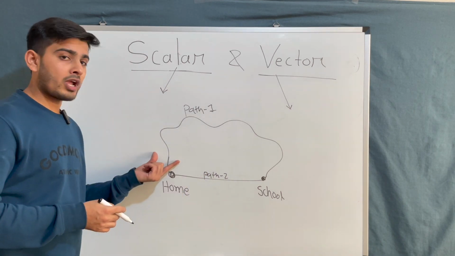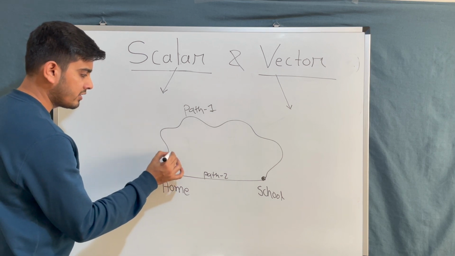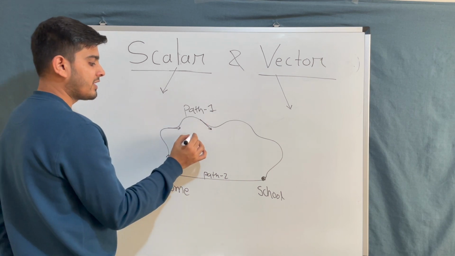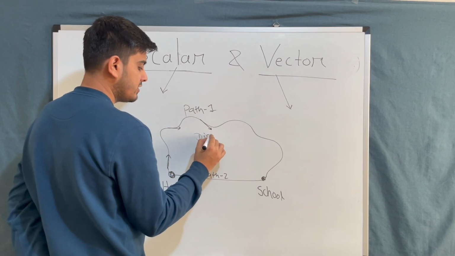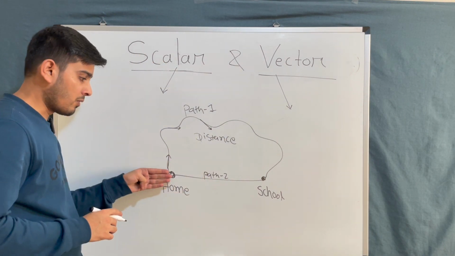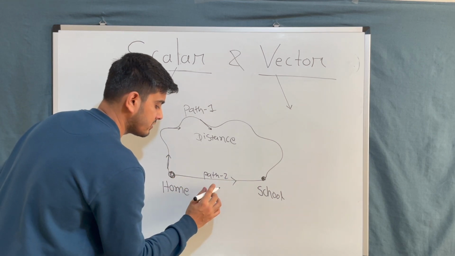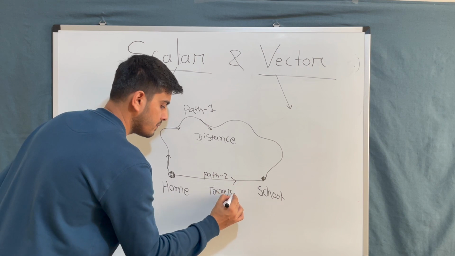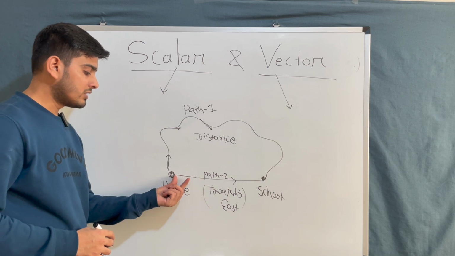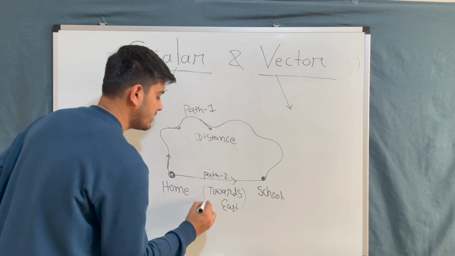If you look at path 1, it does not have a specific direction. Sometimes it's upward, sometimes it's towards east, sometimes it's downward. So no specific direction. So this is our distance. But if we look at path 2, it has a specific direction from home to school, towards east. So this path 2, which has a specific direction from home to school towards east, is our displacement.